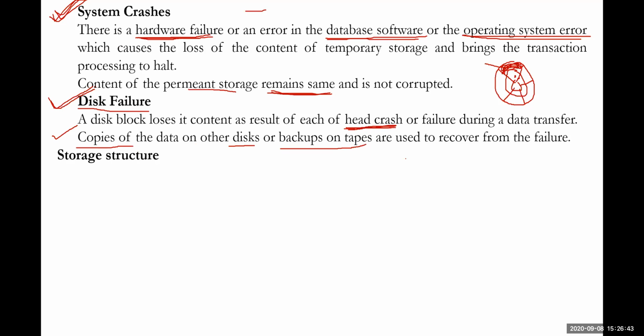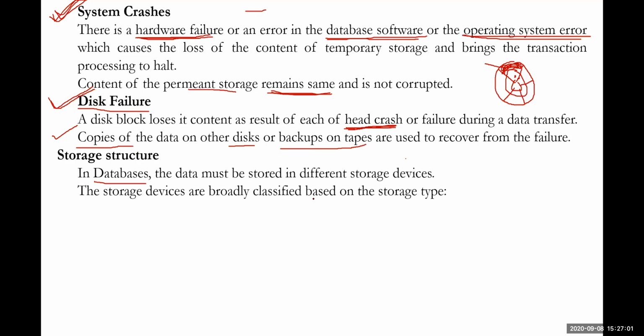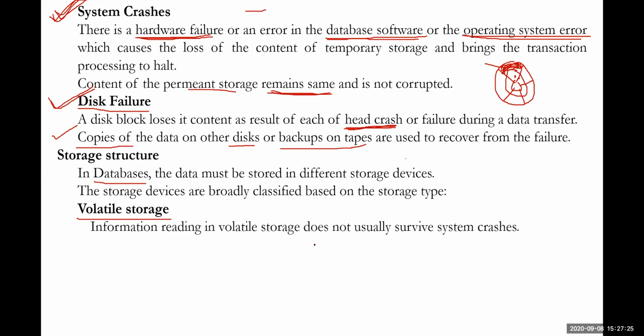To do all these operations, how will the storage be classified? Storage will be classified into 3 types. Any database which is required to store data in storage devices, these will be broadly classified into 3. Number 1, volatile storage. Everybody knows what volatile storage is. As long as power is there, volatile storage retains the data. If power is lost, volatile storage automatically loses the contents of data.